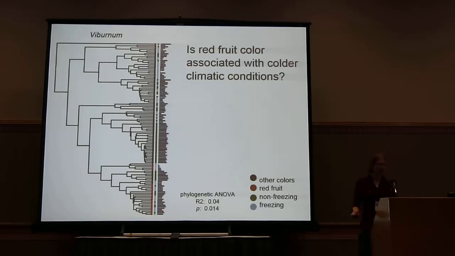So the next thing that we wanted to look at is whether red fruit color is associated with colder climatic conditions. We started by looking in Viburnum, because that's the group that we know the best, and we have a good phylogeny of it and lots of trait data. And essentially what we find is that fruit color, and red in particular, does seem to correlate with colder climate, although in this case it's really only in one clade.